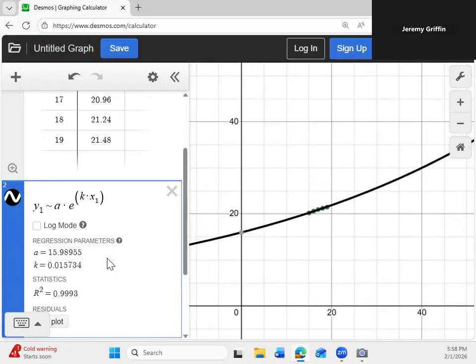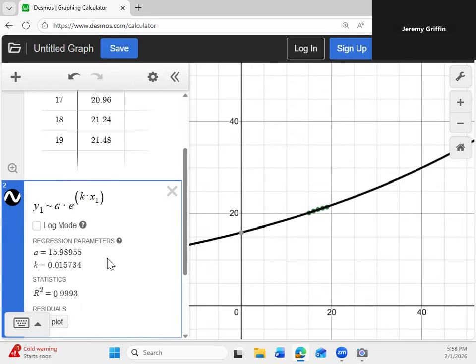So I'm going to write that down on paper. Let's see. We have population as a function of time equals 15.98, and that's millions of people, times e to the power of 0.0157 something, and that'd be 1/years, multiplied by t.